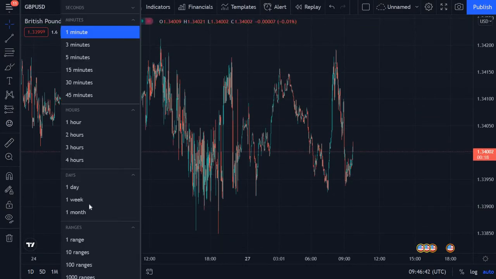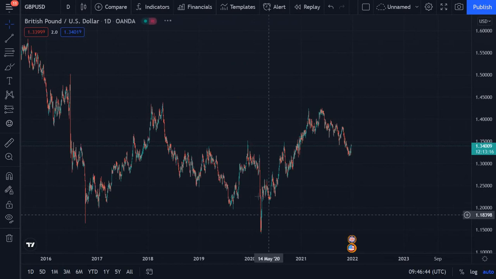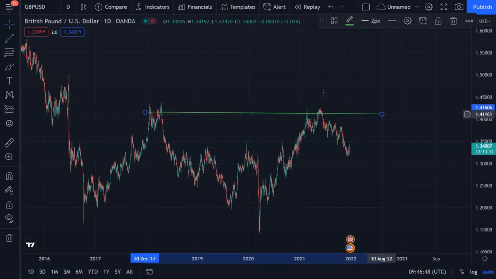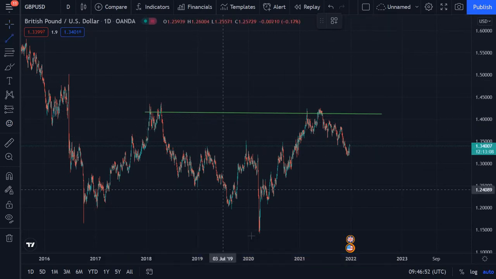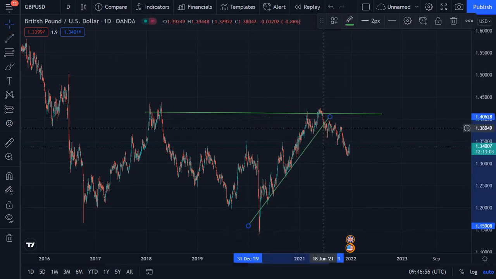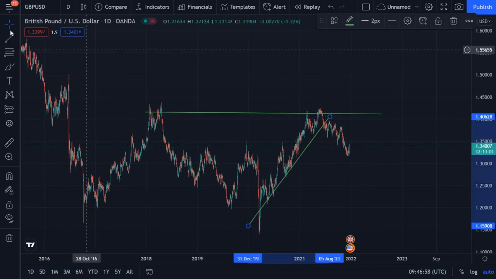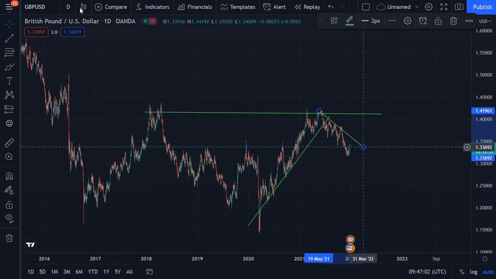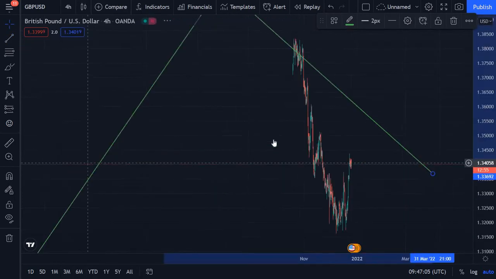Get rid of all these things here. The daily hit this resistance zone and pulled back. Here we broke this uptrend. So retest and pulled lower ever since. Here this bearish trend still ongoing.